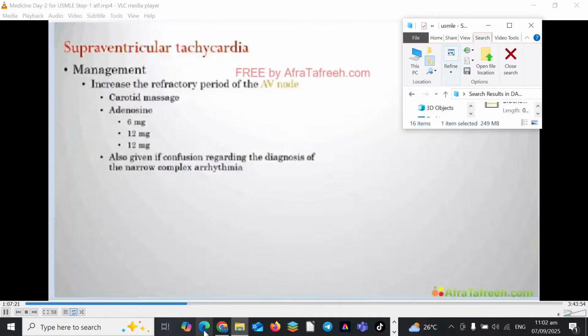Give adenosine. If there is no response, you increase the dose of adenosine. Then you increase the dose again. So it's 6, 12, 12. That is milligram. If there is any confusion regarding the diagnosis, I told you that we are taking at 25 millimeters per second. What we can do is increase the rate of the paper to 50 millimeters per second.